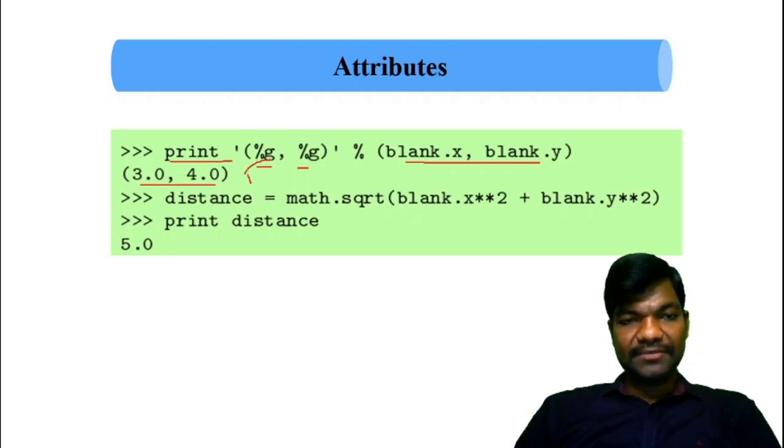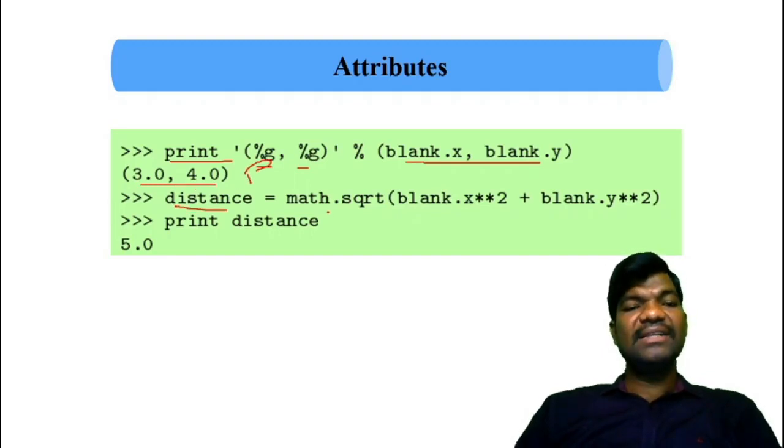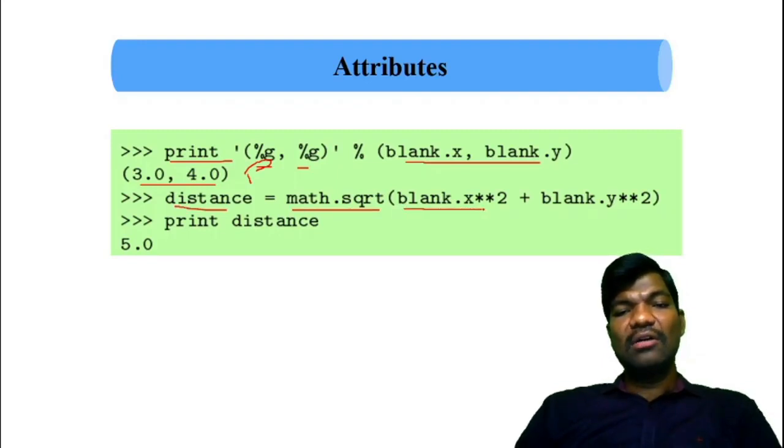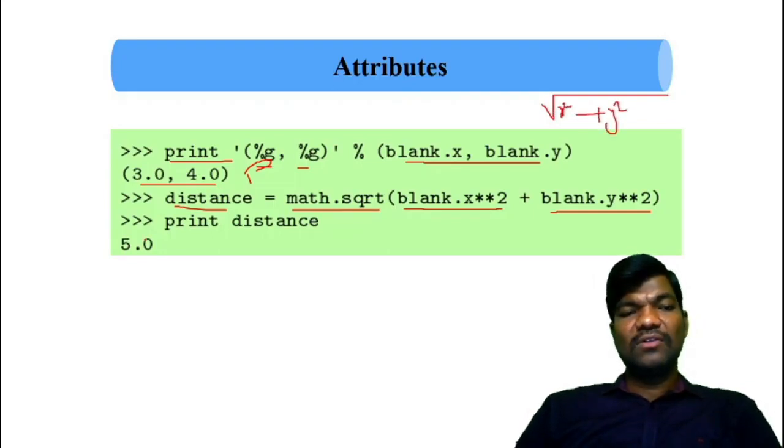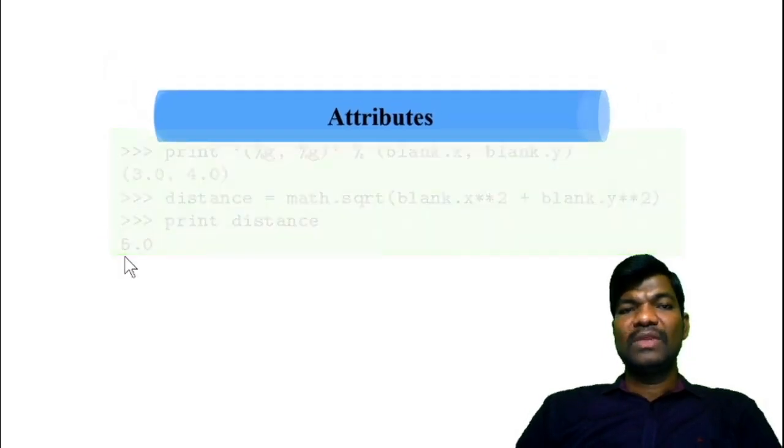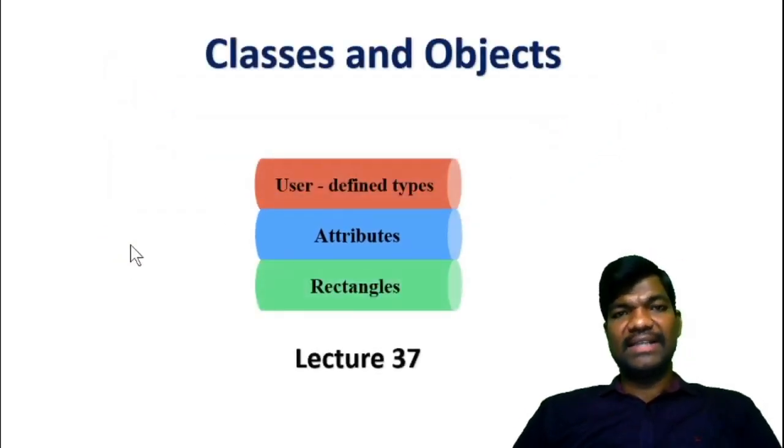This is the point. Now calculate the distance. math.sqrt of blank.x ** 2 plus blank.y ** 2. That means you are calculating the square root of x squared plus y squared. Print the distance, and it will print 5.0. So that's the attributes for assigning.